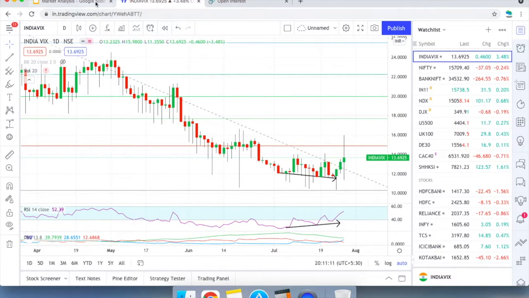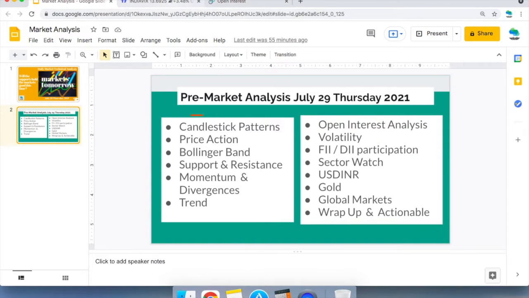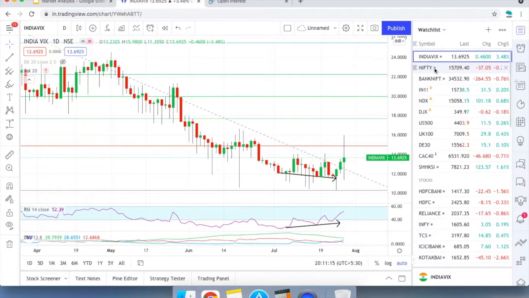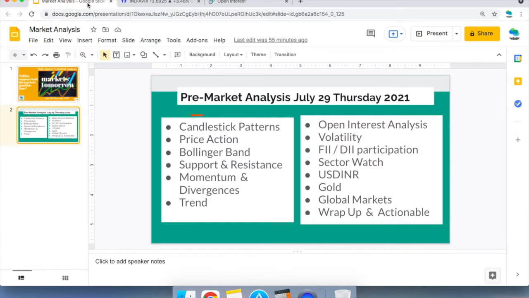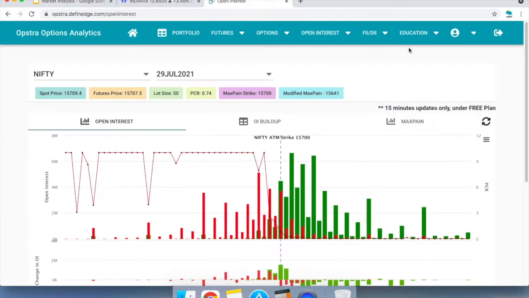VIX had a big spike when the market fell 250 points in the morning. But even when it recovered, the VIX settled at a comparatively higher level. So that's the VIX and the FII data.